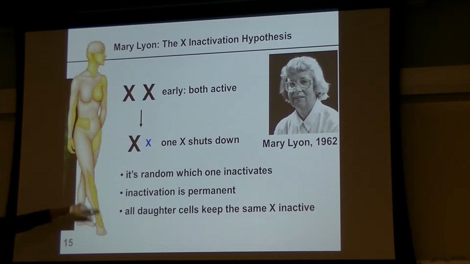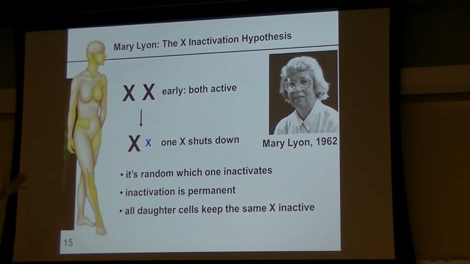So in all these yellow regions here, one of the X's was shut down, and in these other regions it was the opposite X that happened to be shut down. And then those original founder cells propagated out, and all their daughter cells shut down the same X and kept the other one active.